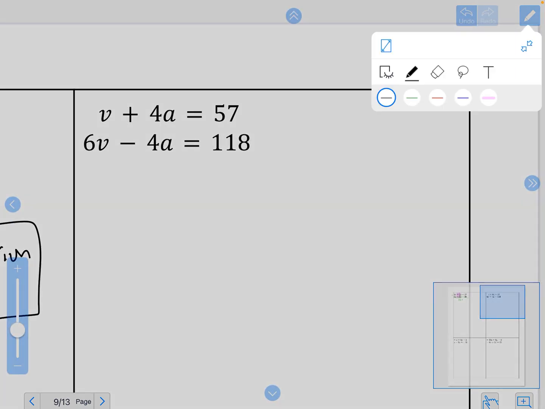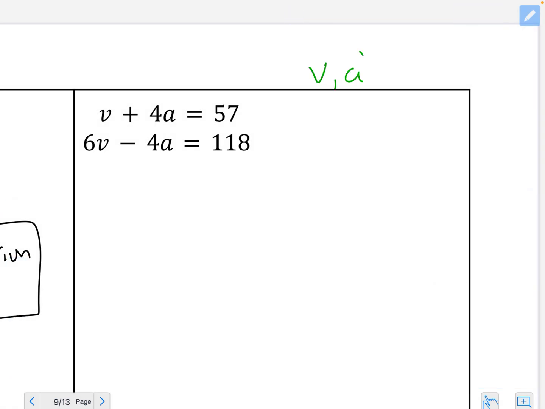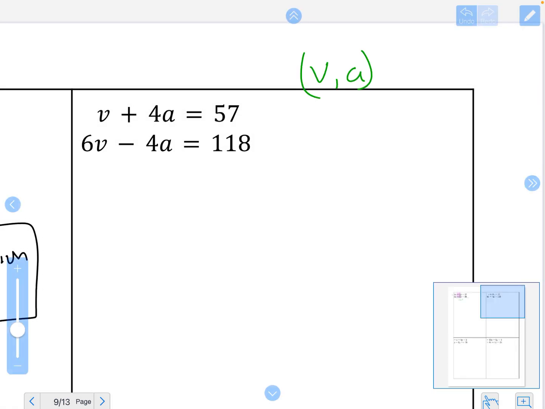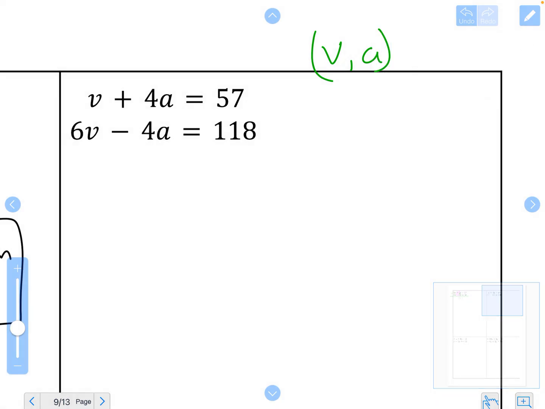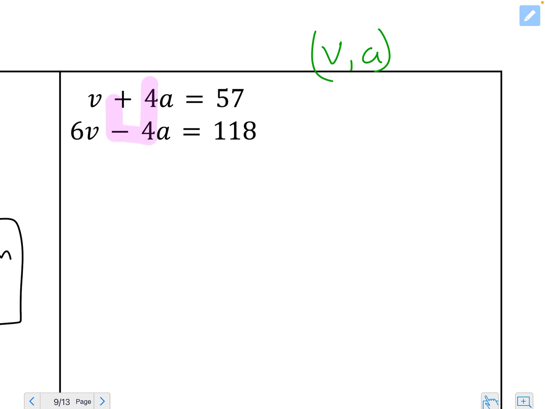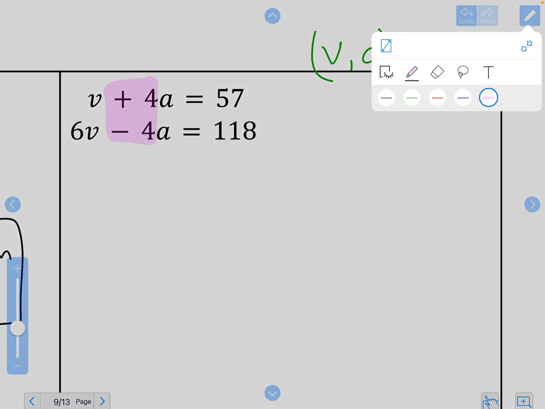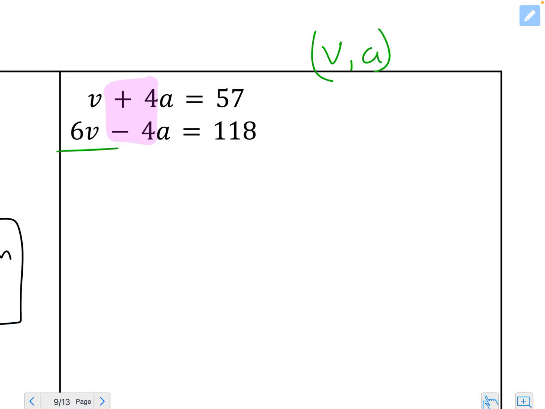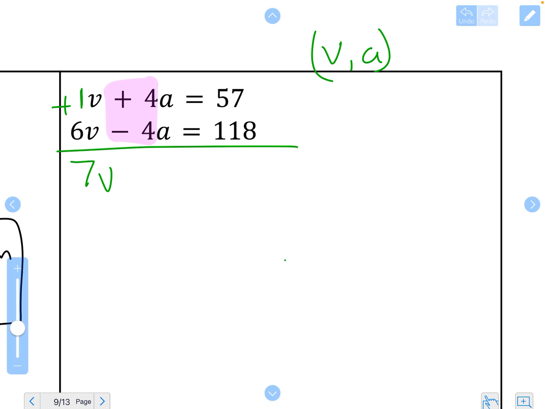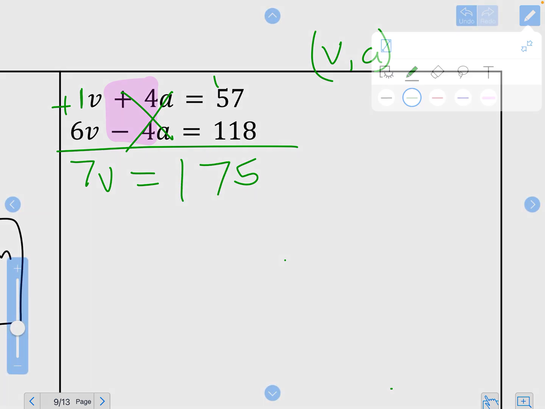All right, this one works the same way. We're just going to put v comma a as our solution. I know it's a little funky, but it still works out the same way. So our one v is 1, the other one is 6. So now I move on to my a's. And so we've got some opposite signs, same number. So that tells me I can add them. I'm going to put that invisible 1, make it visible. So 6 plus 1 is 7v. My a's cancel. And we get 175.